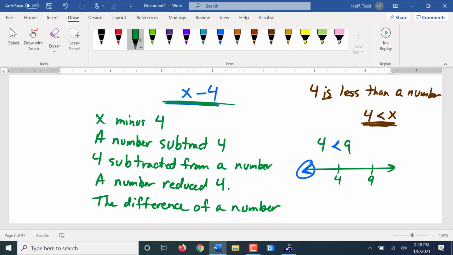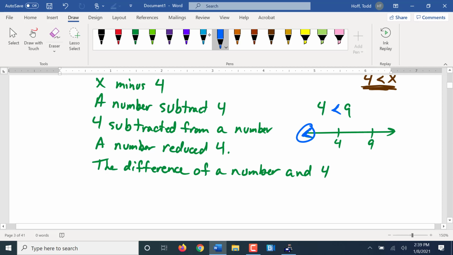When it's the difference of a number and 4, the order does matter. The difference of a number and 4 implies x minus 4. If we said the difference of 4 and a number, that would imply 4 minus x. So we do have to go by the order in that case. Of course, difference is just the result of a subtraction problem.